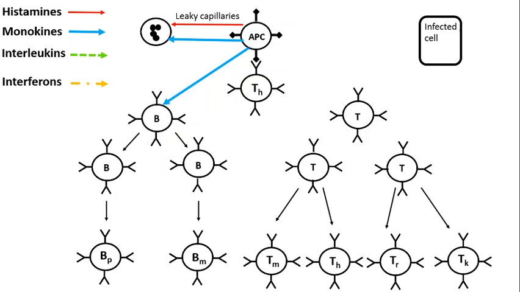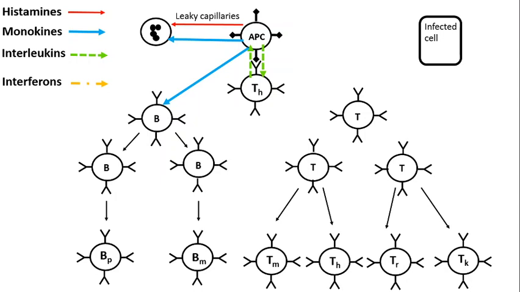So next we'll look at the interleukins. Inter means between, and leukins refers to white blood cells, otherwise known as leukocytes. That's why they're called interleukins. When that process of clonal selection takes place, the T helper cell will release interleukins and they'll send a message to the antigen-presenting cell. The antigen-presenting cell will send a message back to the T helper cell.